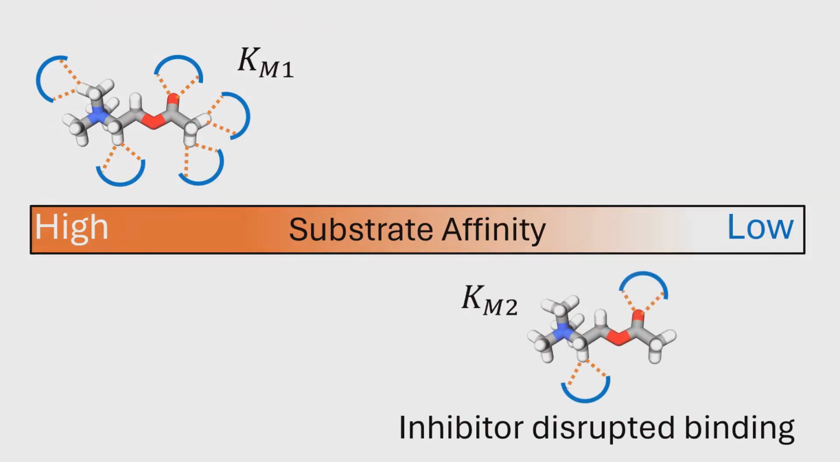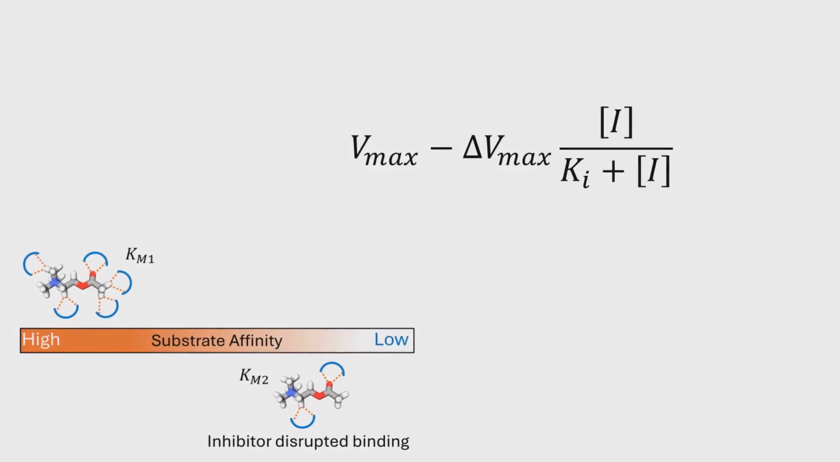Changes in substrate affinity should reflect a shift between two states, and the observed shift between the two affinities must relate to the fraction of the enzymes found in each state.